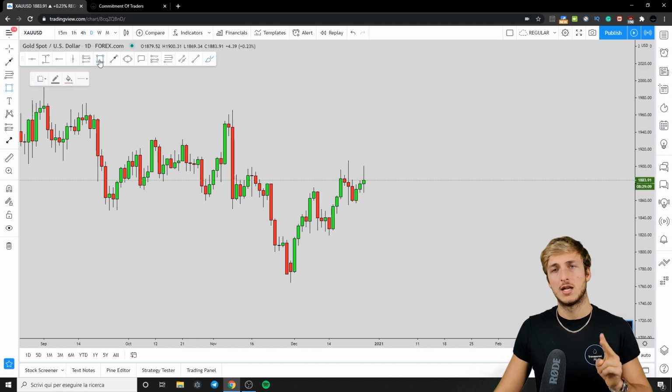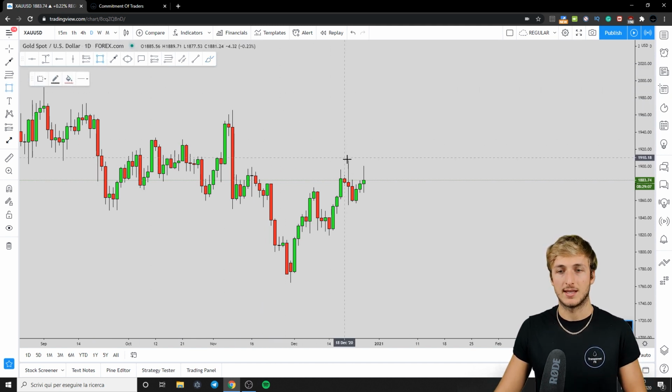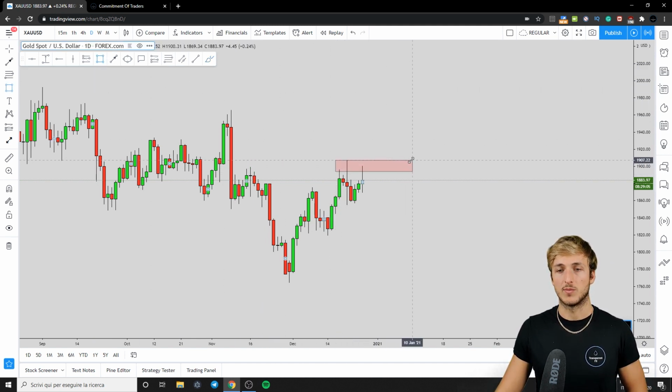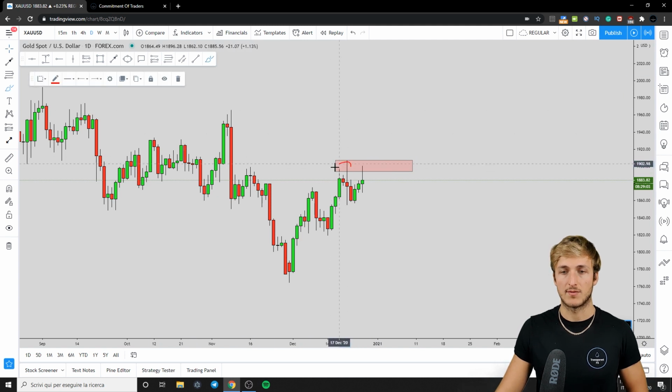What does it mean? Now, there are two key areas that we can identify here on the daily time frame, which is the resistance that we have at this high and the support that we have at this low.